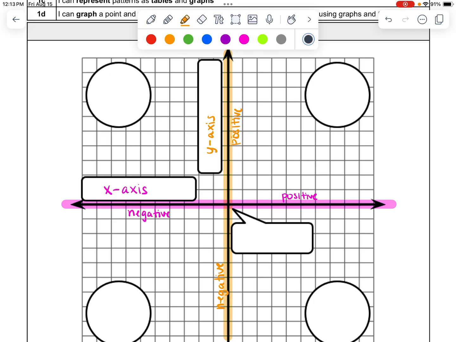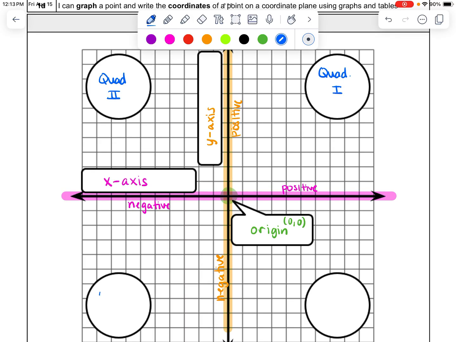Now, in the middle where those meet, this specific point on the graph is what's called the origin. It has coordinates 0, 0. There are also names for the 4 sections that are created by those axes. This section right here is called quadrant 1. This one is called quadrant 2. This one is called quadrant 3. And this one is called quadrant 4.